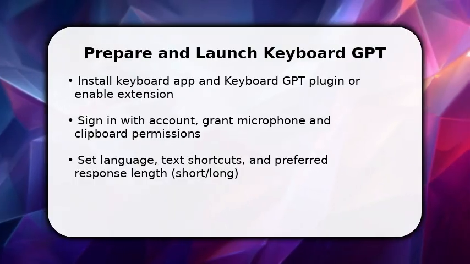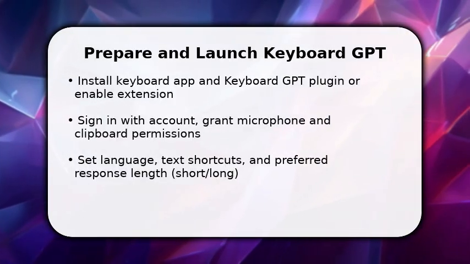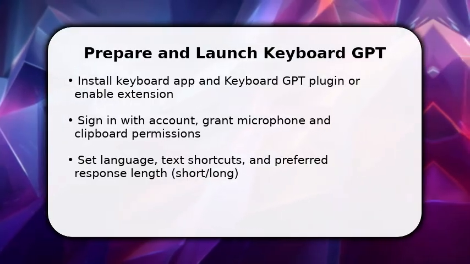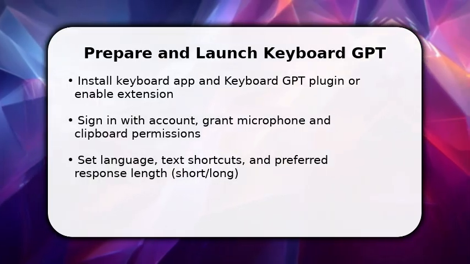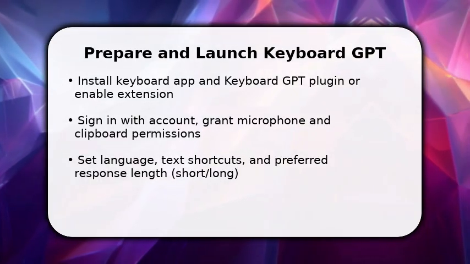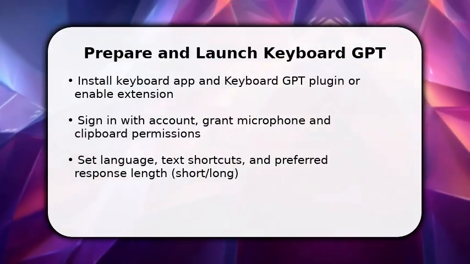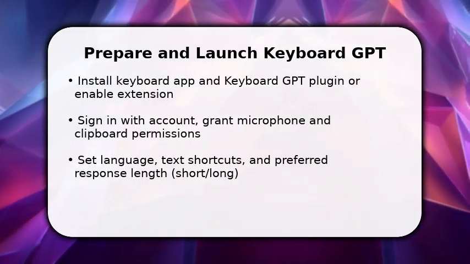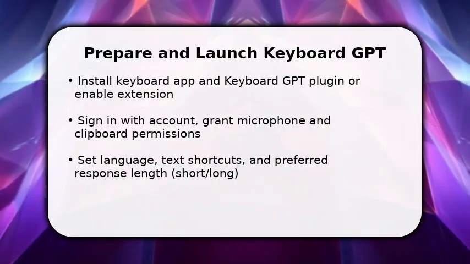You start by installing the Keyboard app and enabling the Keyboard GPT plugin right away. This gets the core tool running. Once done, sign in and grant mic and clipboard permissions so the keyboard can accept voice and paste suggestions. Make sure to set language and text shortcut preferences now. You'll save time later. These initial settings explain why suggestions match your voice and typing style, and they let the model produce useful responses as you type.